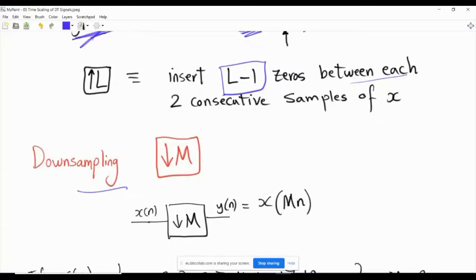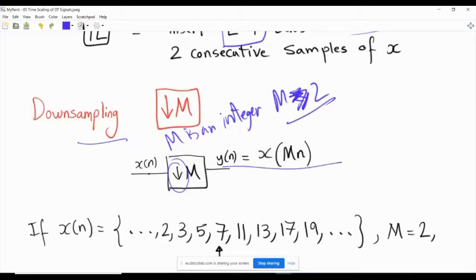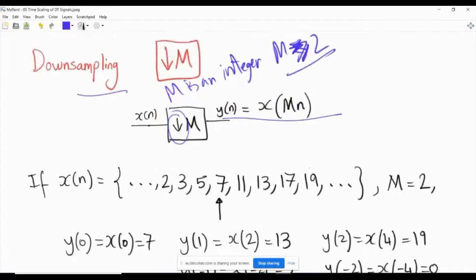Downsampling is a building block denoted by a down arrow, and M is an integer greater than or equal to 2. It is also a discrete time operation, a discrete time block. Its input is a discrete time signal, and its output is another discrete time signal. Now the formula is y of n is equal to x of big M times small n. Okay, again, better to see this in operation with an example.